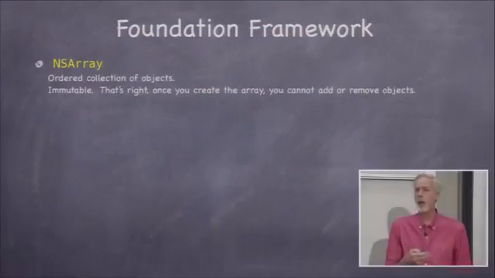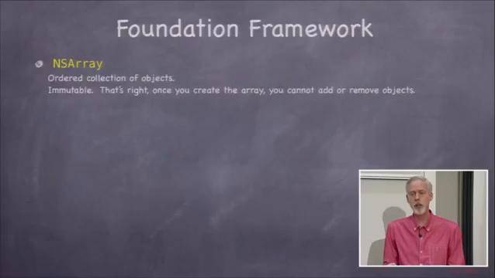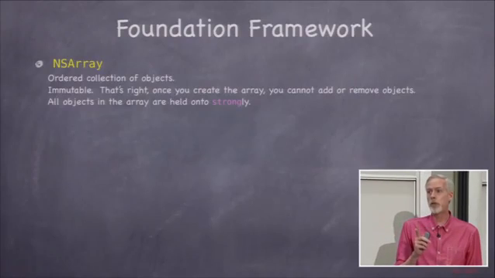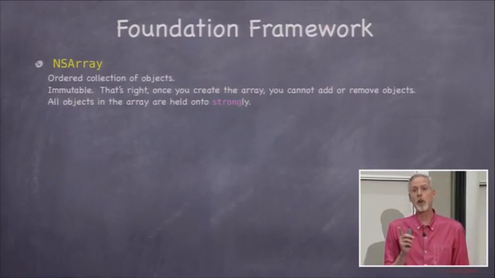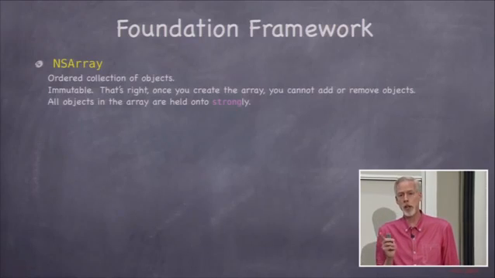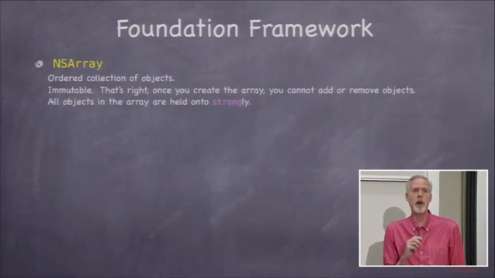NSArray is an ordered collection of objects. It's immutable. When you create an NSArray, whatever objects are in it when you create it are the objects that will be in there for life. You can't remove any, you can't add any. All objects in an array are held onto strongly in the heap. So as long as someone has a strong pointer to the array itself, all the objects in the array will stay in the heap as well, because it has strong pointers to all of them.